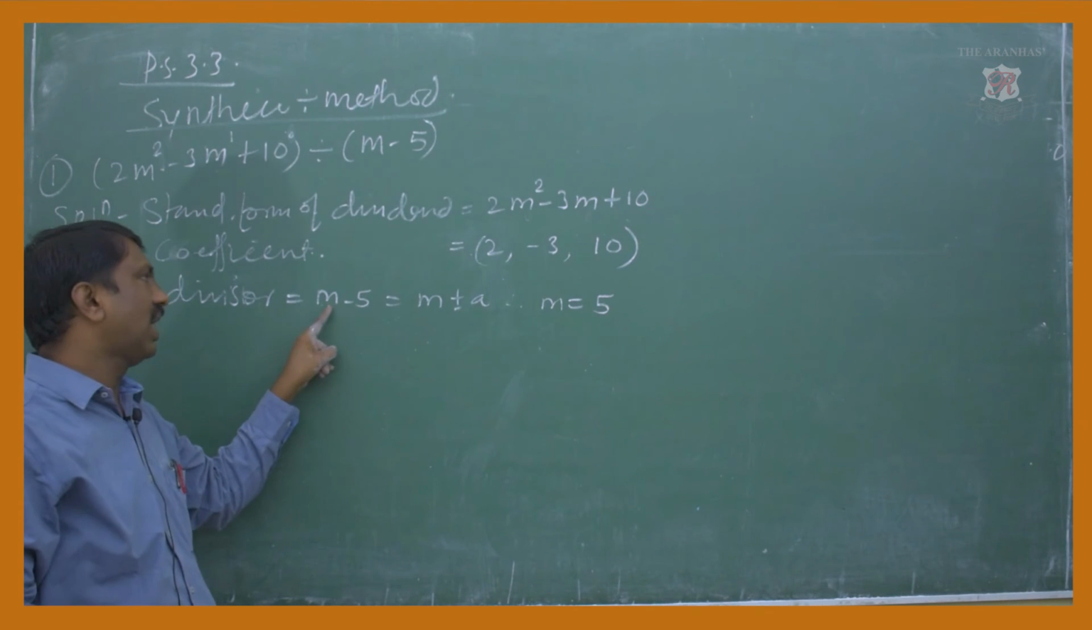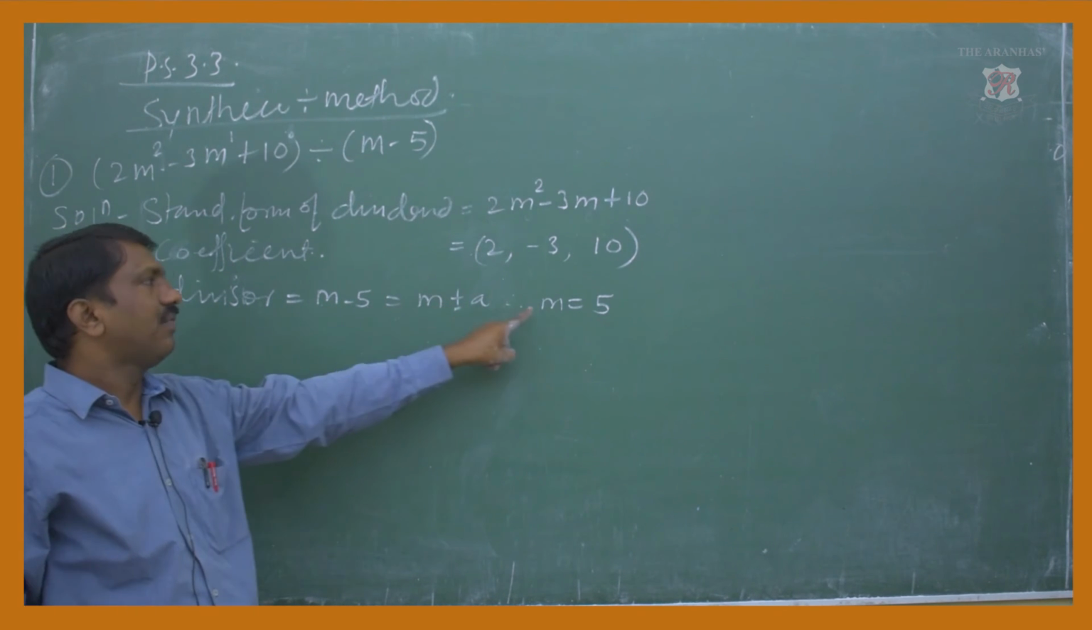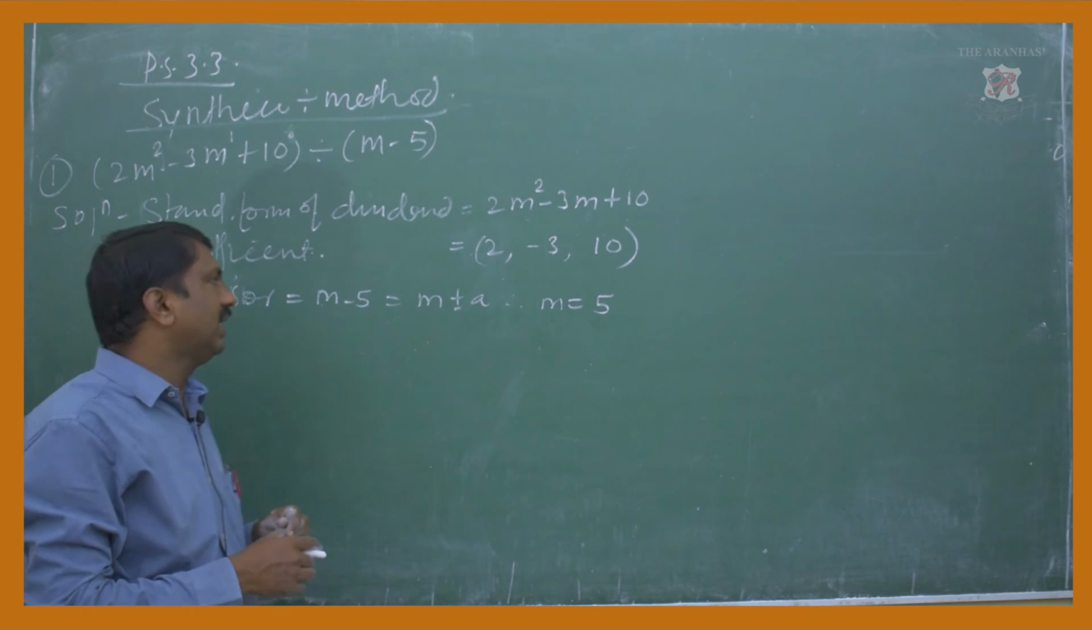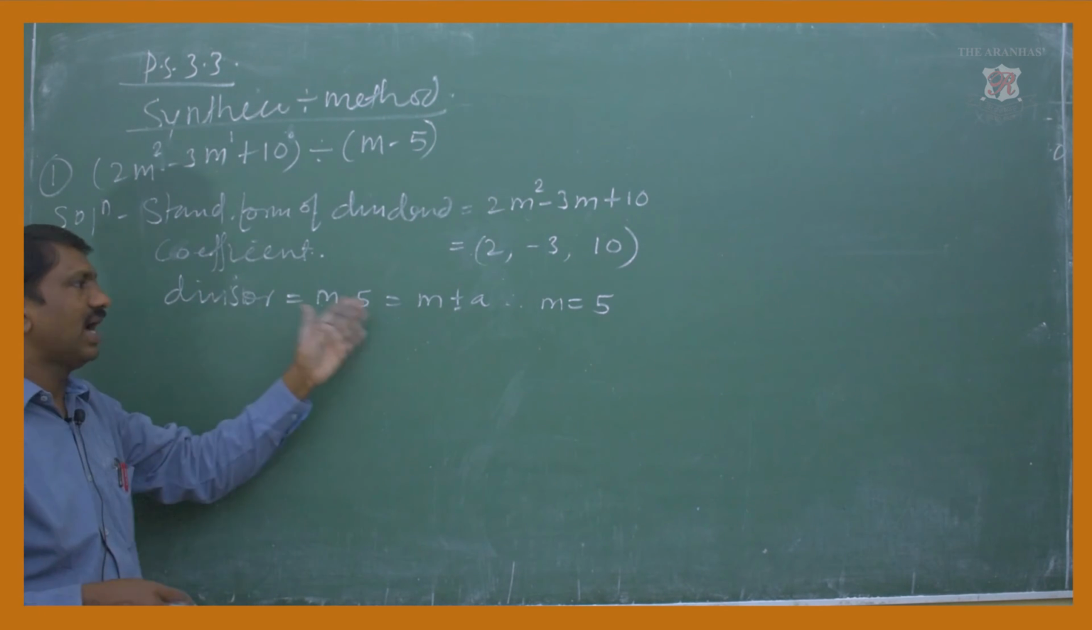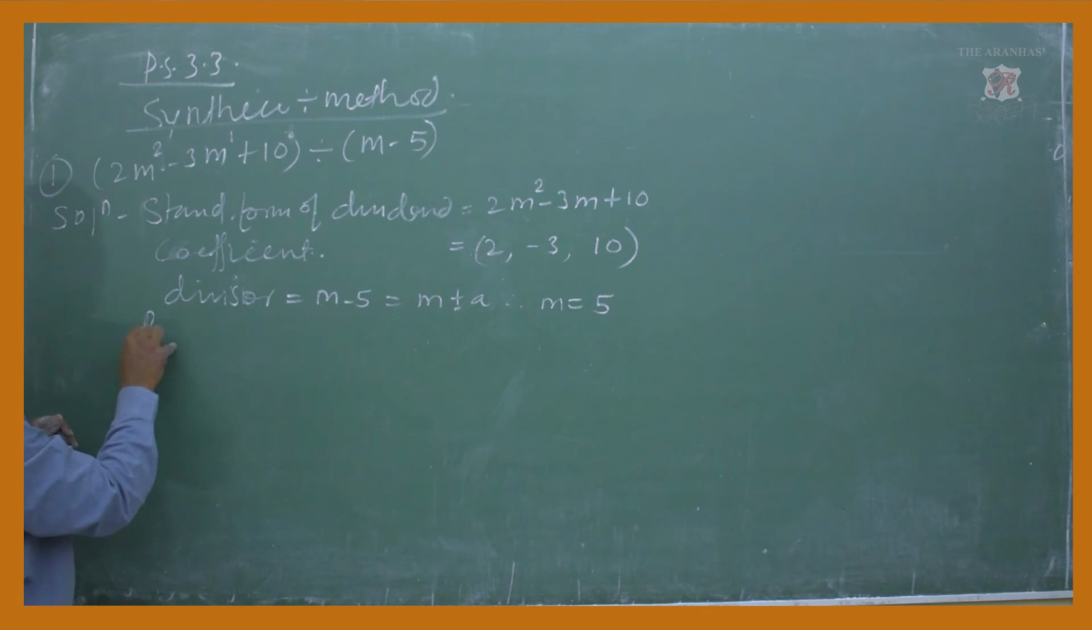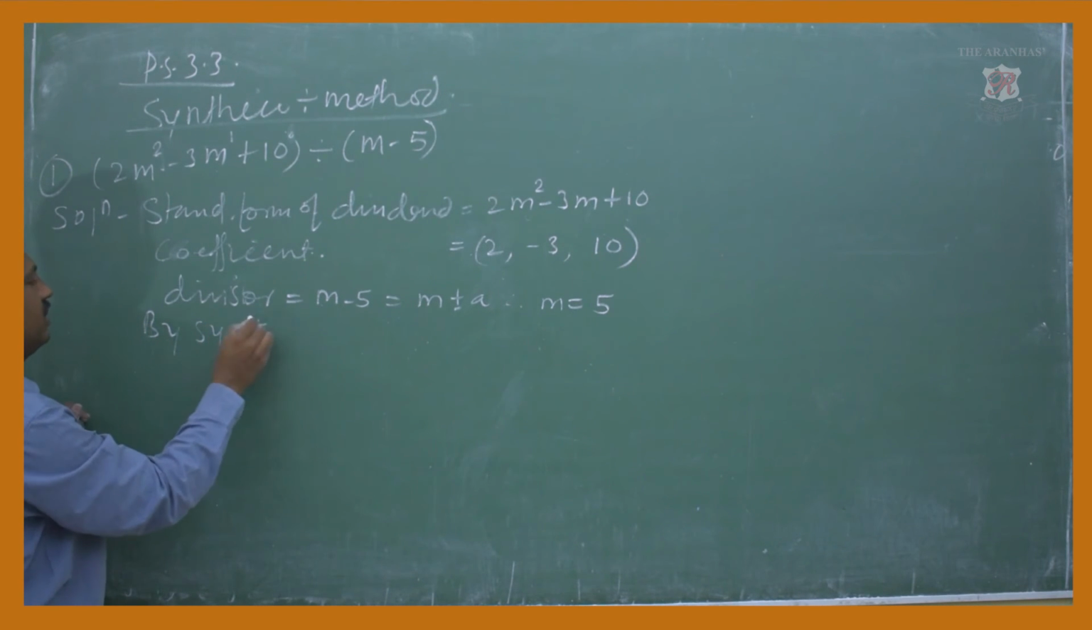If the value is given as negative, you have to take the positive value. After writing the value, we get the divisor, and we can apply synthetic division. So, this will be by synthetic division.